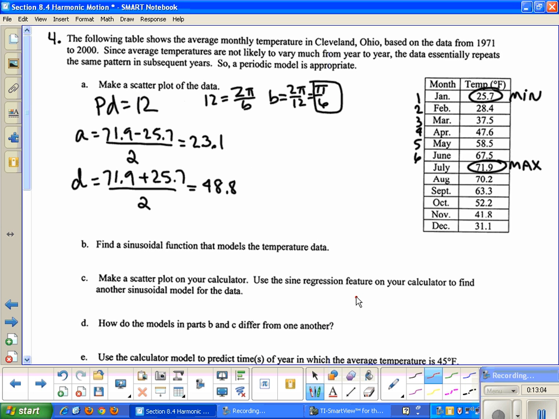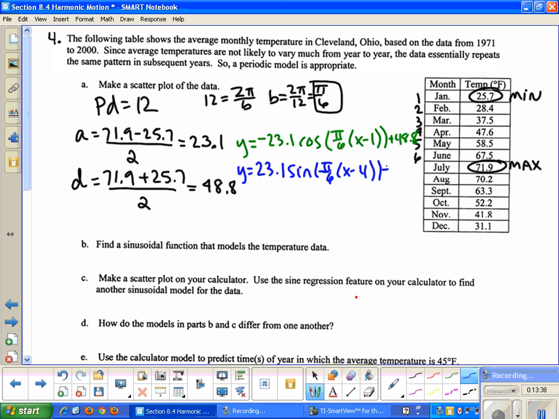So if I go back to my equation, I can make a cosine or a sine graph, as we said. If I did the cosine graph, we would have y equals negative 23.1 times the cosine of my b value times x minus 1, and then plus my vertical shift 48.8. So that would be the cosine graph. If I did the sine graph, I would get y equals 23.1 times the sine of pi over 6 times x minus 4, plus 48.8.